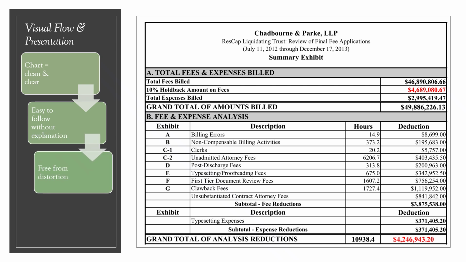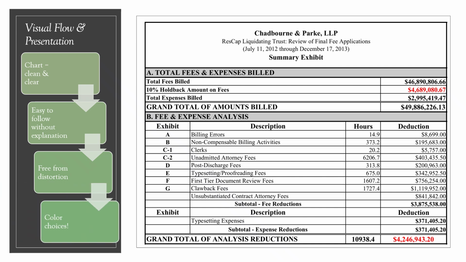It's free from distortion, right? All of the information that's on this can be attributed back to some other underlying exhibit, and that's really the key here, being able to show where you got your numbers.